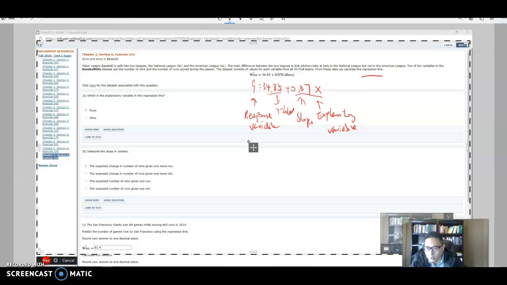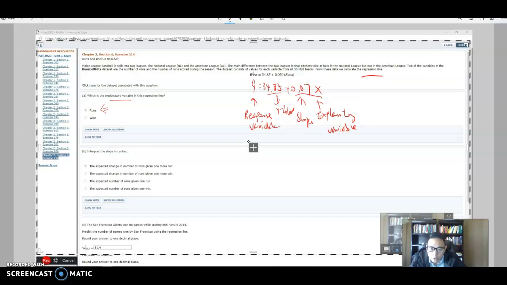So obviously you can answer this question pretty quickly. The run is the explanatory variable. You might get a question asking for the response variable, and then you would choose the number of wins for the answer. But this is the general structure of the regression equation.